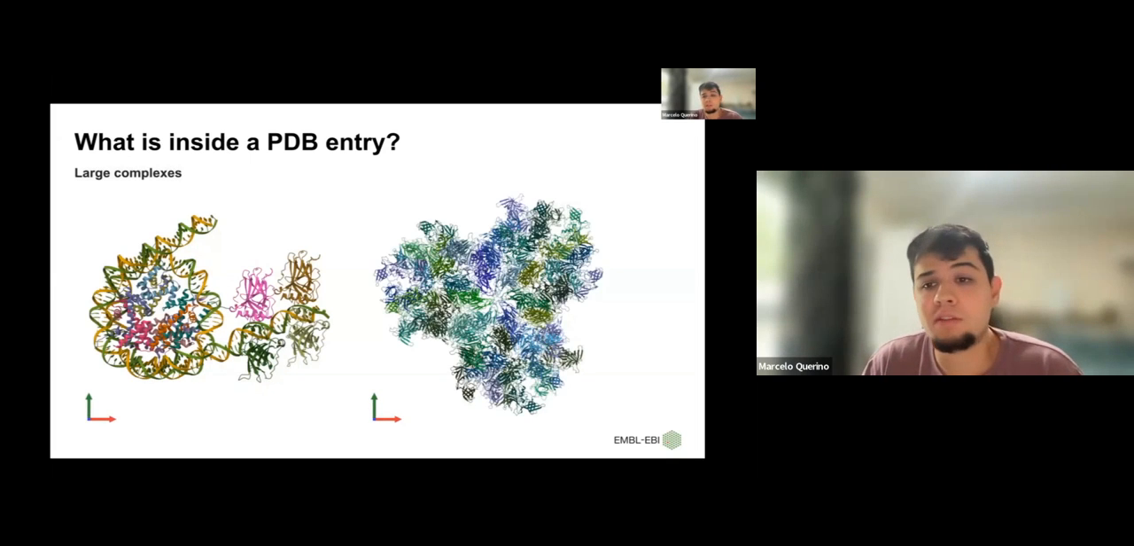And you can also have large complexes. Here we have an example of a histone on the left and a viral capsid on the right. These large complexes have been more and more deposited, since electron microscopy enables us to solve these very large structures which come to the PDB.